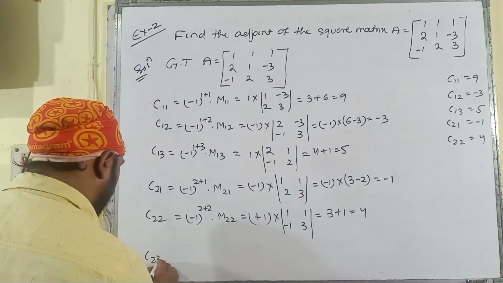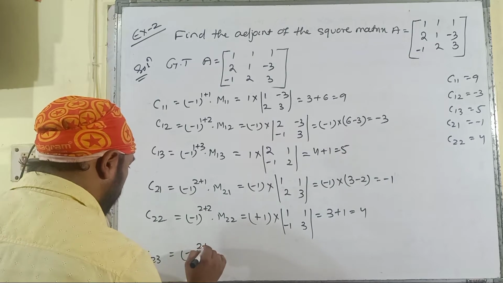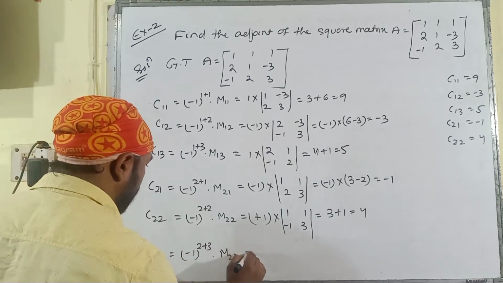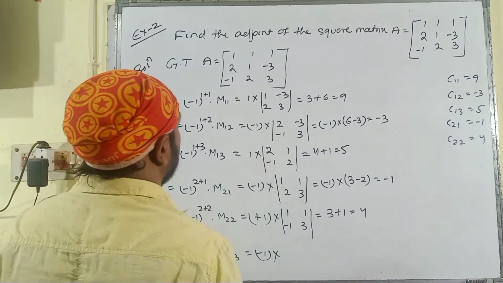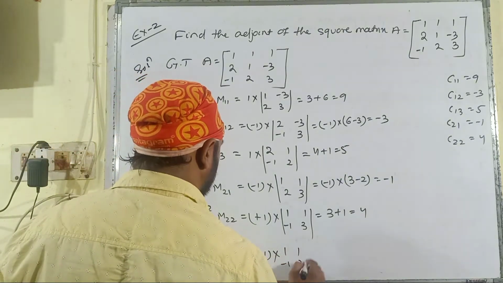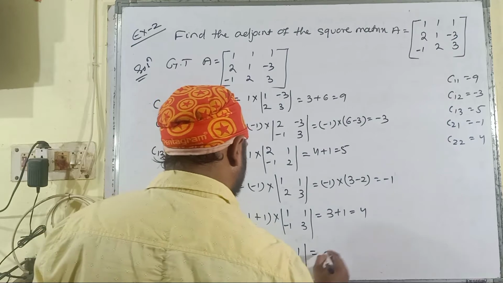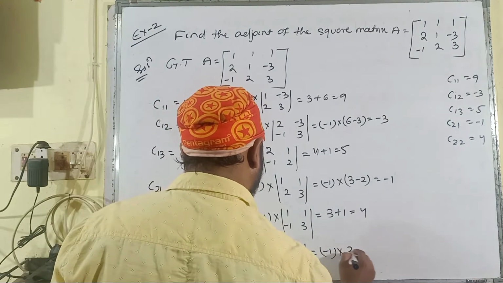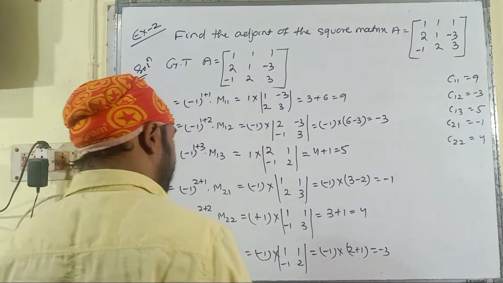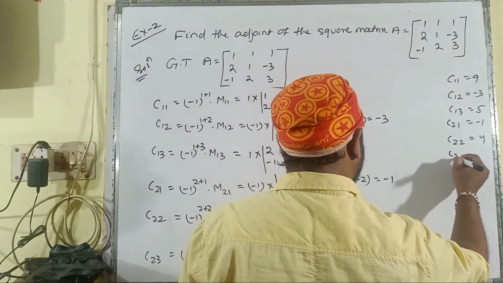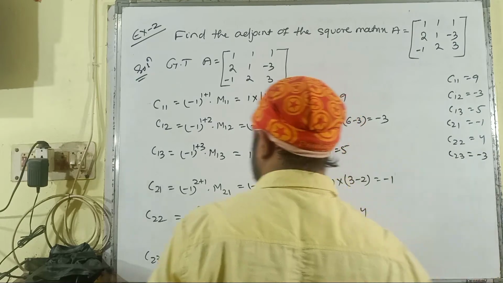Then C23 is minus 1 to the power 2 plus 3, multiplied with M23. It is minus 1 multiplied with M23. 1, 1 minus 1, 2. Minus 1 multiplied with 2 plus 1. It is minus 3. So C23 is equal to minus 3.